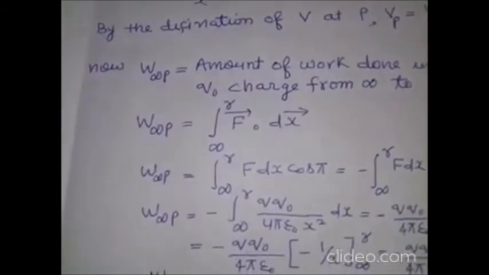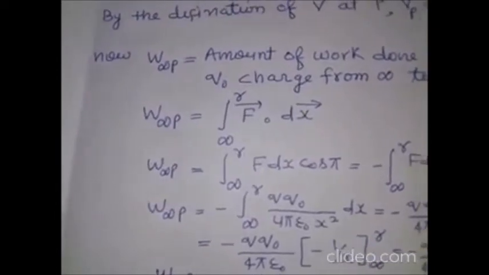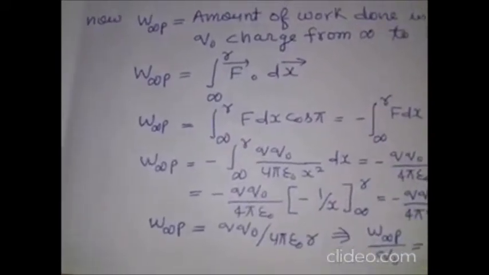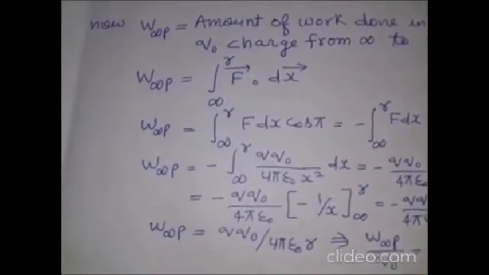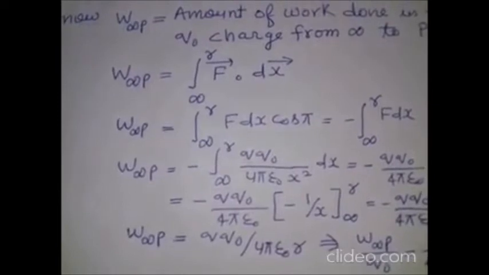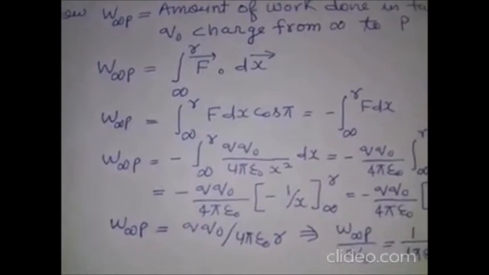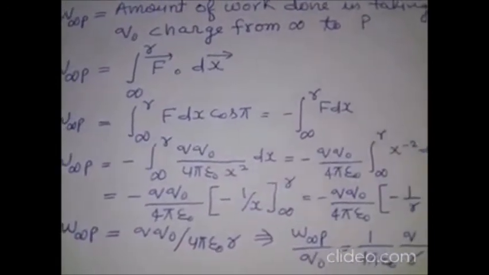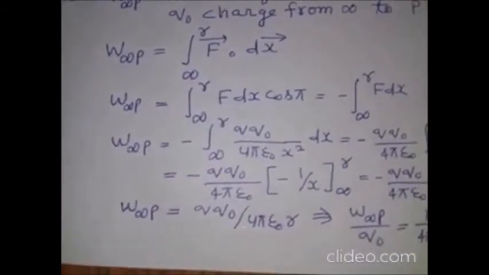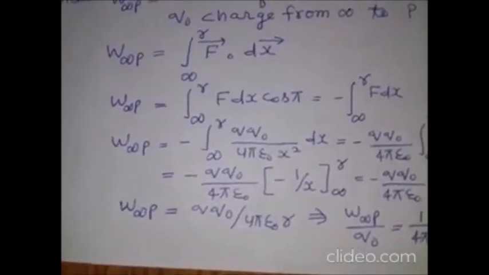Mathematically, W infinity to P is equal to the integration from infinity to r of F dot dx. You see, F dot dx is F dx cos of the angle between F and dx, which is pi. So W infinity to P is equal to the integration from infinity to r of F dx cos pi. Cos pi is minus 1, so this is minus the integral from infinity to r of F dx. We put the value of F.